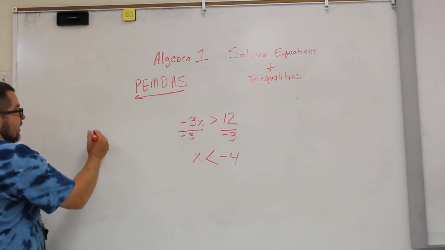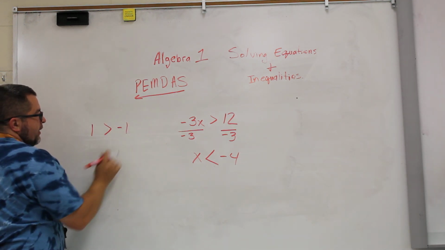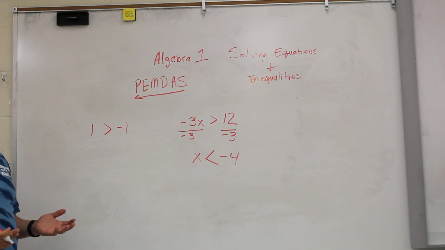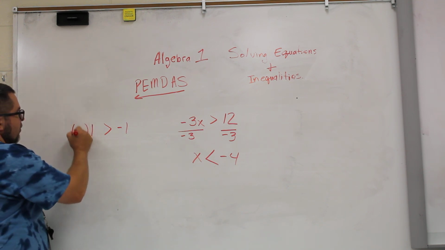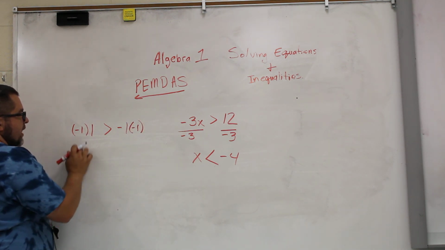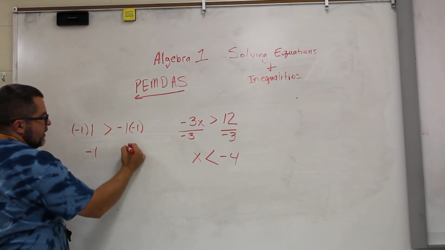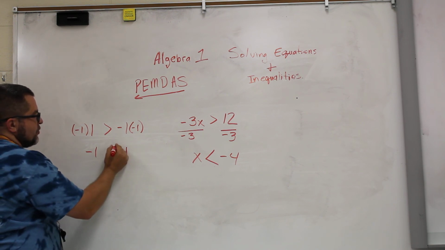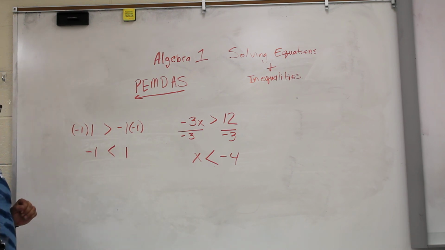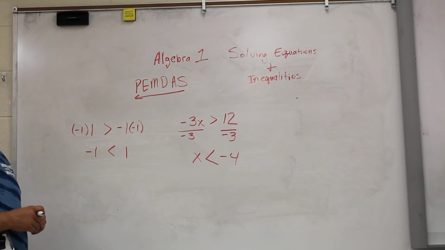The reason is if we had 1 is greater than negative 1, we can all agree that that's true, right? Well, if I multiply or divide both sides by negative 1, then the left side becomes negative 1 times 1, which is negative 1. The right side, negative 1 times negative 1, is positive 1. The only way I can keep it true is by switching the sign around. And so we're going to solve inequalities the exact same way that we solve equations, with the exception of multiplying or dividing by negatives.